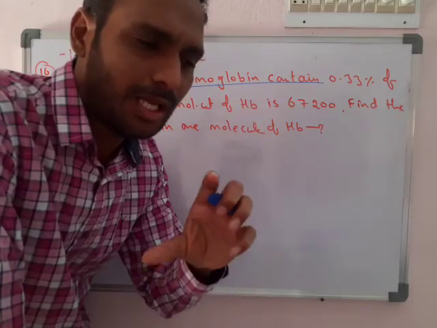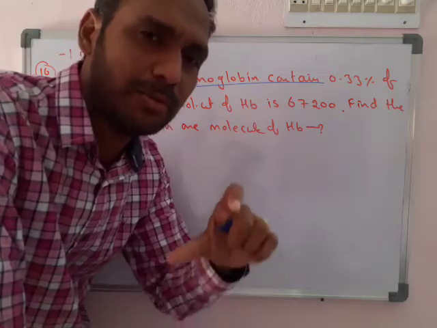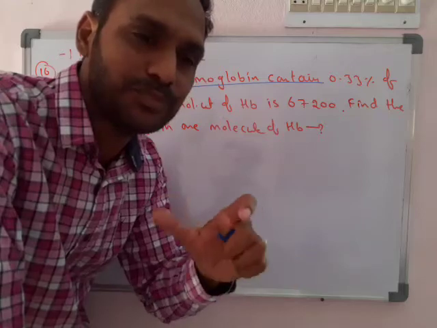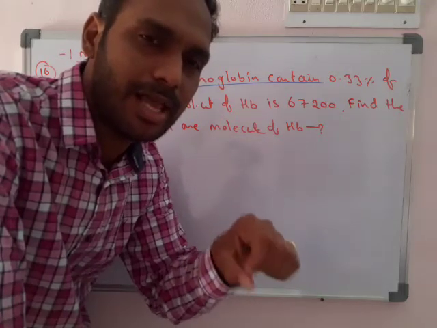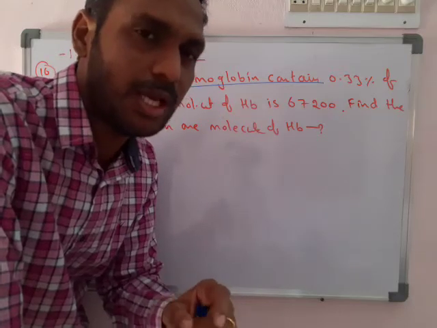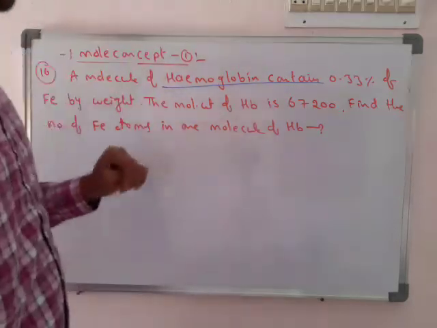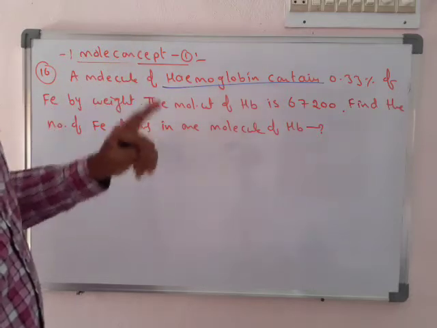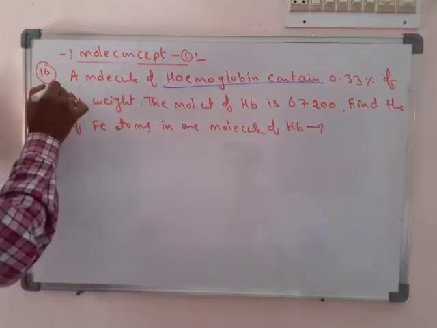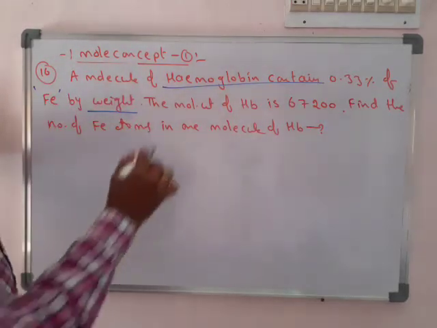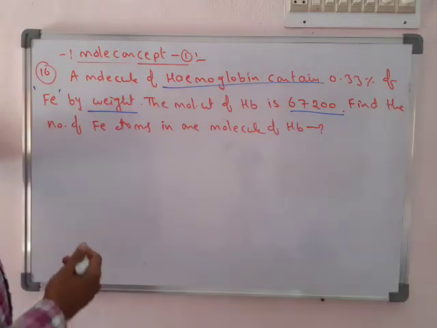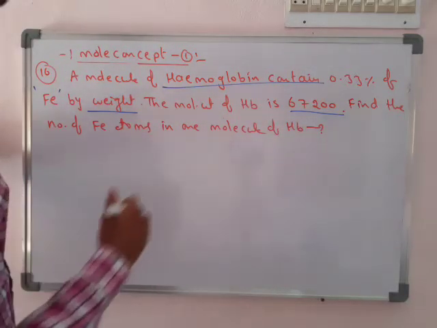ఓకే, అంటే బ్లడ్లో మనకి హిమోగ్లోబిన్ ఇంపార్టెంట్. హిమోగ్లోబిన్లో మెయిన్ కాంటెంట్ ఏంటంటే ద సెంట్రల్ ఆటమ్. The central ion in the hemoglobin is iron. Iron ion ఉంటుంది అక్కడ. Okay, so it is given that a molecule of hemoglobin contains 0.33 percentage of iron by weight. The molecular weight of hemoglobin is given 67,200. So find the number of iron atoms in one hemoglobin molecule.